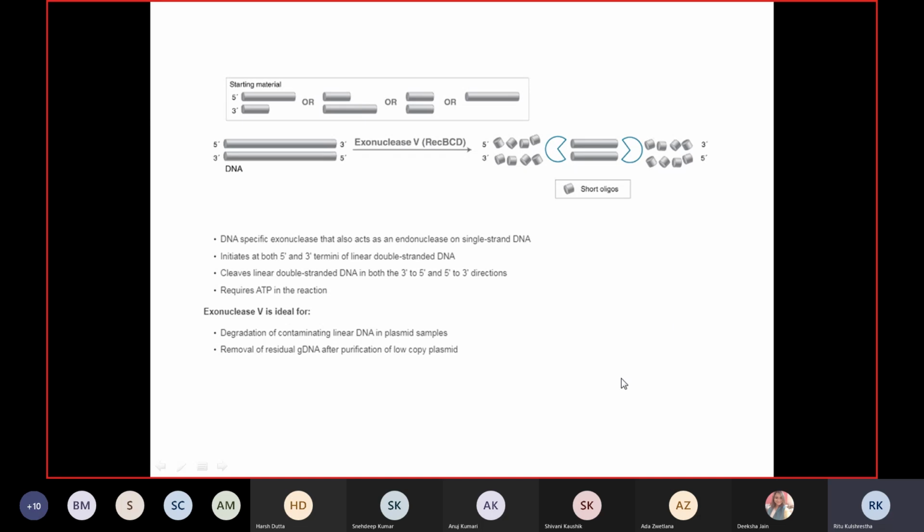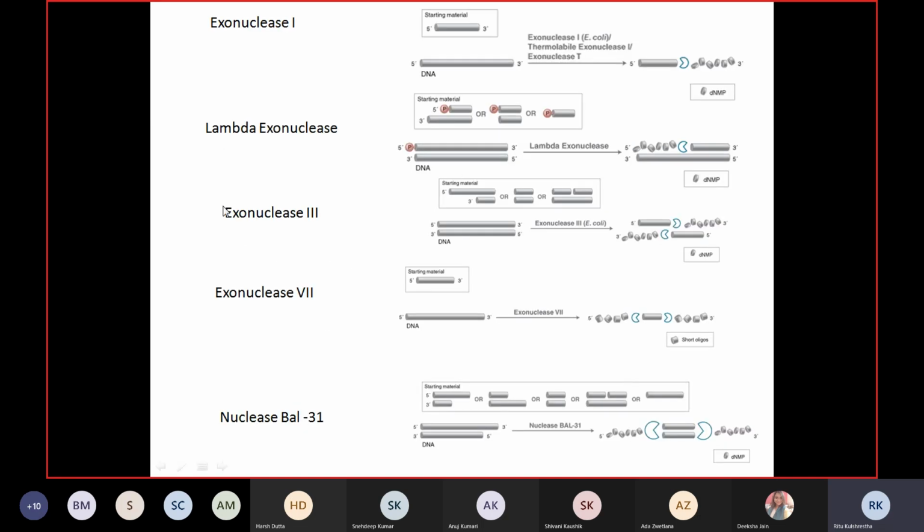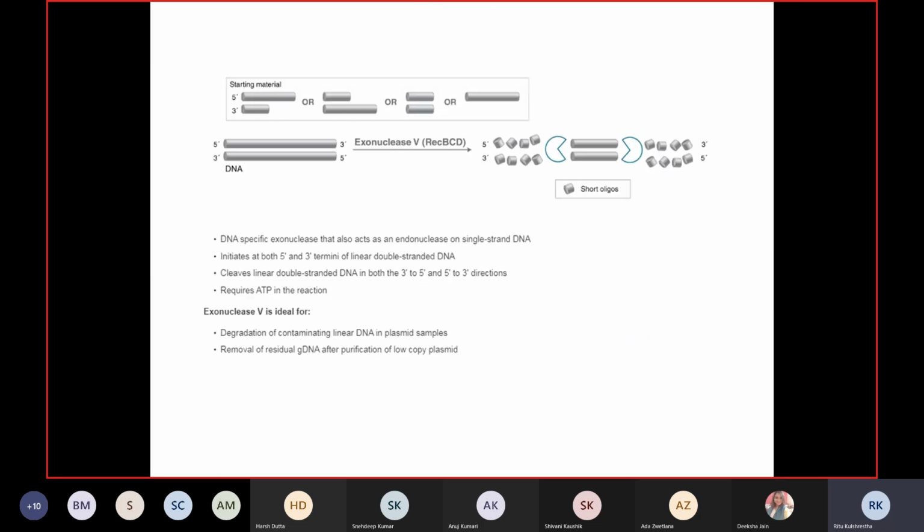Can I use, for example, exonuclease 3 for removal of linear DNA in my plasmid preparation? No, I cannot use it, because it is acting on nick DNA as well. And I hope you know, and I had told you in my previous class also, that when you isolate plasmid, there is a chance that apart from supercoiled plasmid, you can also isolate nick as well as linear plasmid. So if you want your plasmid preparation to be completely circular in nature, then it's better to use exonuclease 5.